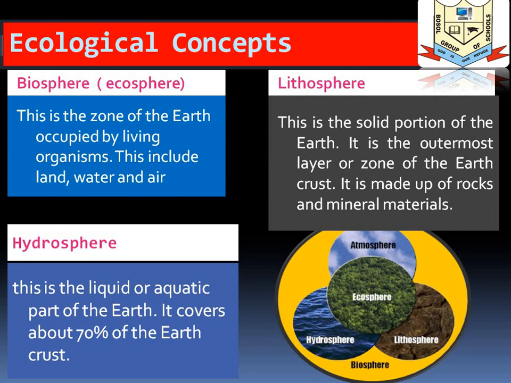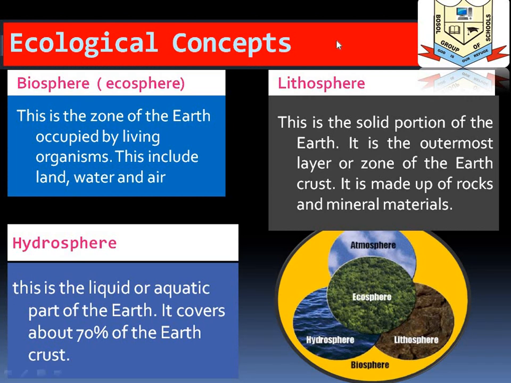Another basic concept that we need to understand is the hydrosphere. This is the liquid or aquatic part of the earth, the region covered with water. It covers about 70% of the earth crust. So the area covered with water, be it river, stream, ocean, or sea, is under this group. Then let's look at another concept: lithosphere. Lithosphere is the solid portion of the earth. It is the outermost layer or zone of the earth crust. It is made up of rocks and mineral materials.